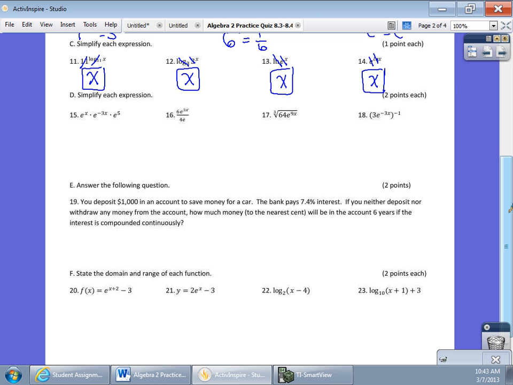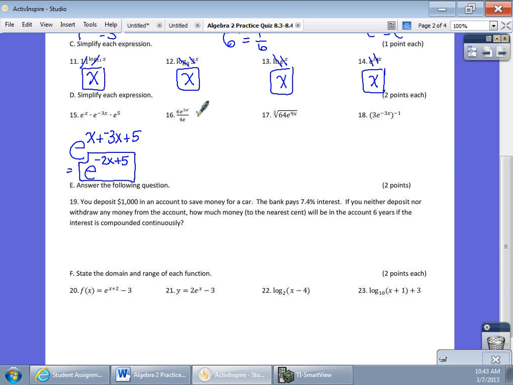Okay, simplify each expression. We have e to the x, e to the -3x, e to the 5th. You have to think about what to do with your exponents. And since we're multiplying here, we're going to add all those exponents up. So we'll do x plus -3x plus 5. And that equals e to the, x plus -3x is -2x, plus 5. And that's all we can do because these are unlike terms. So we'll box that up.